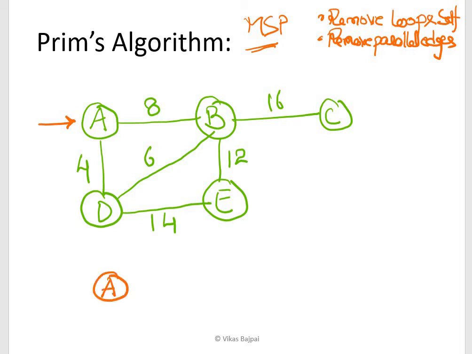Now the next step is, let me draw it a bit up so I'll have some space. From A I can see I have two weights, 8 and 4. So I will definitely choose this edge with weight 4 because it is smaller. So I am going to come up with this where the weight is 4. So this particular edge is included. I am now left with 8, 6 and 14.